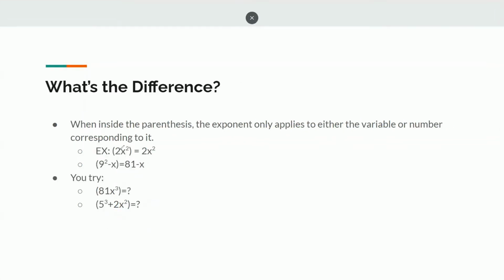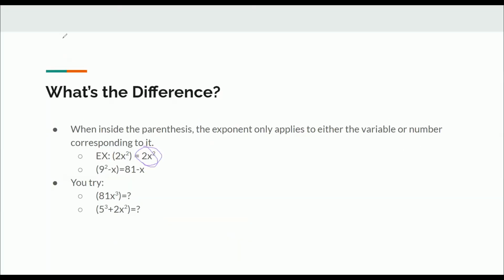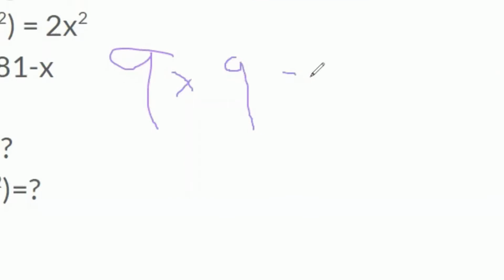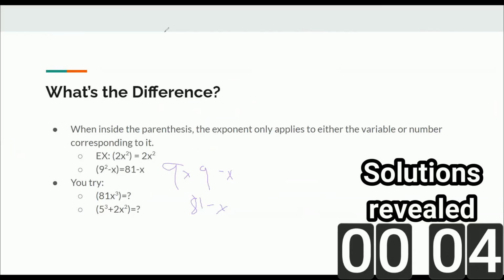So notice, right, if I have 2x squared and the squared is on the x, that means that it's only really affecting the x, right? Because it's not attached to the entire monomial, it's only attached to the variable. In the same case, you see how it's 9 squared minus x. So the square is only on the 9. In other words, it's going to be 9 times 9 minus x, and that's where I get 81 minus x from.